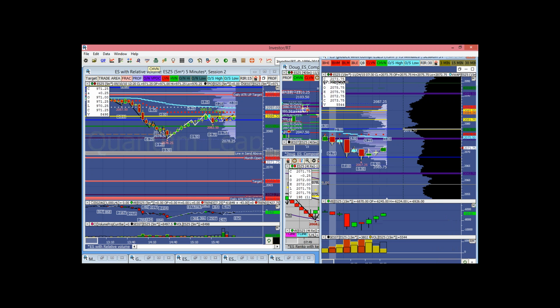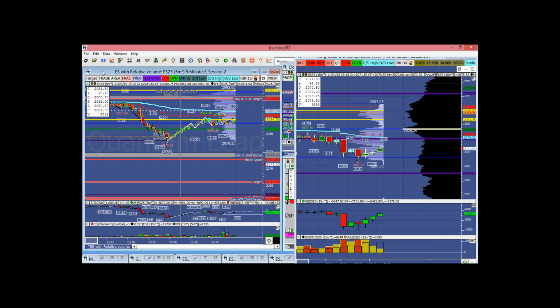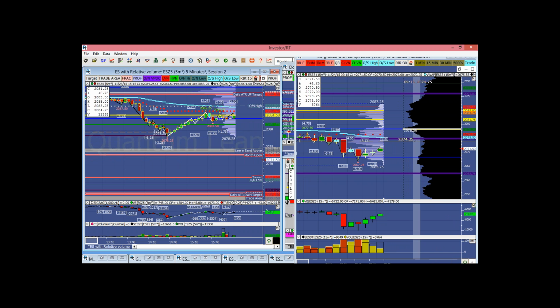Okay, so right now our overnight high is up at 20.87 and a quarter. That puts it right above our open from yesterday and our VWAP from yesterday. Our overnight low is down here at 65.75, and our overnight VPOC could change, but right now it's at 75 and a quarter.